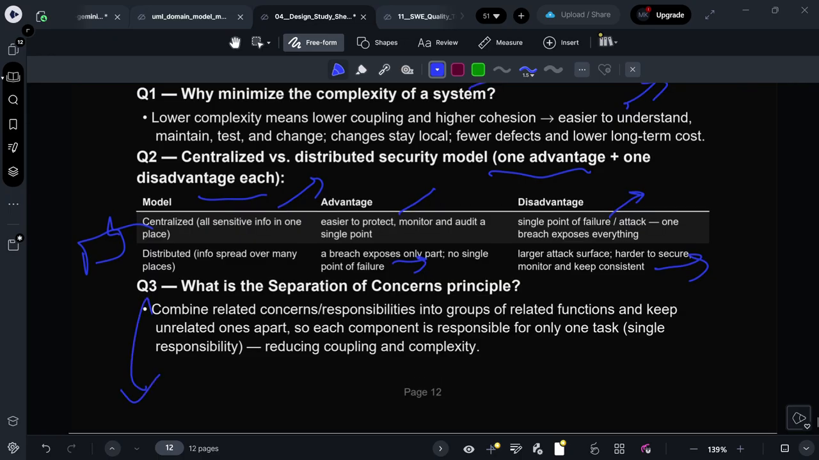Then we have what is the separation of concerns principle. Combine related concerns and responsibilities into groups of related functions and keep unrelated ones apart. Each component is responsible for only one task, single responsibility for example, reducing coupling and complexity.